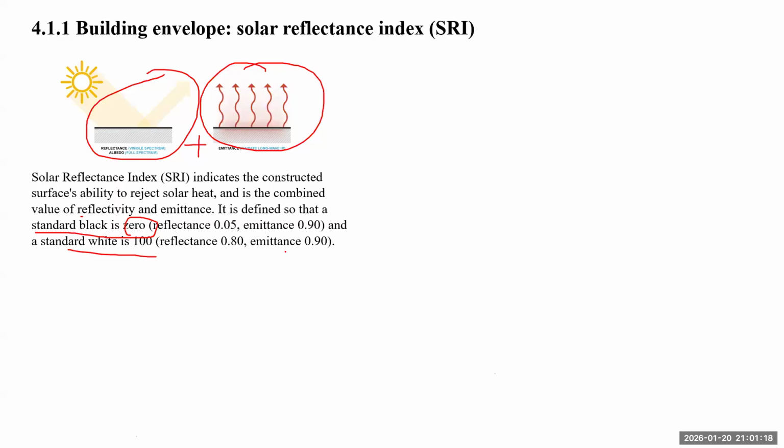So therefore, if in Hong Kong you want to keep our building and the surface cooler, we should choose materials with a high solar reflectance index. Okay? Higher, the cooler. So the first thing to understand is, if you expect a cooler surface, then this solar reflectance index value has to be higher. The higher, the cooler the surface exposed to the sun.